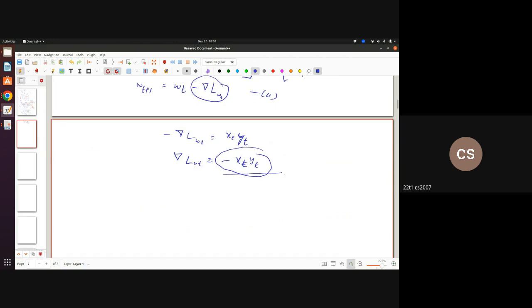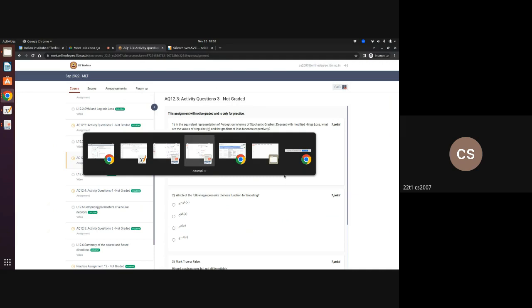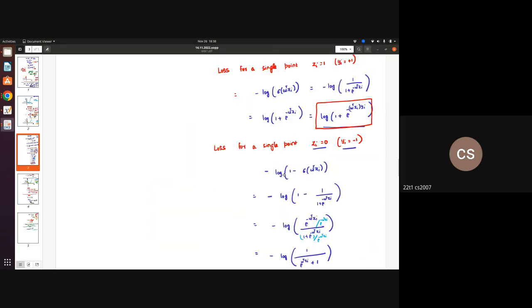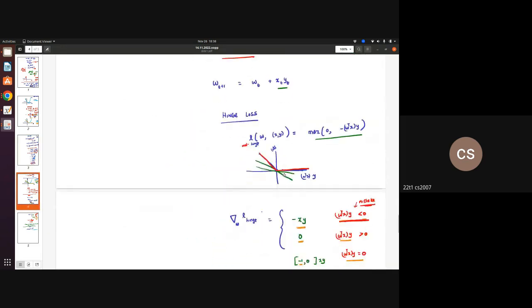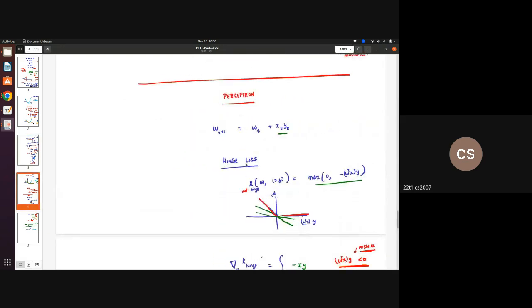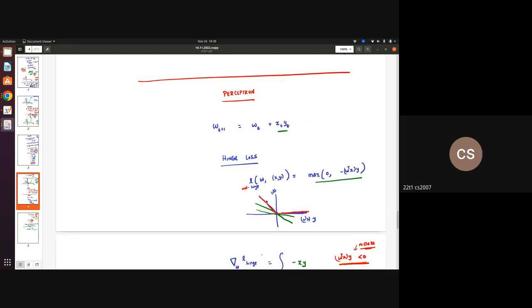Now, if you look at the hinge loss, let me show this to you. The hinge loss function that we have already seen is equal to max of 0 comma minus W transpose X into Y. The red one is your hinge loss. As you know, this is not differentiable at this point.